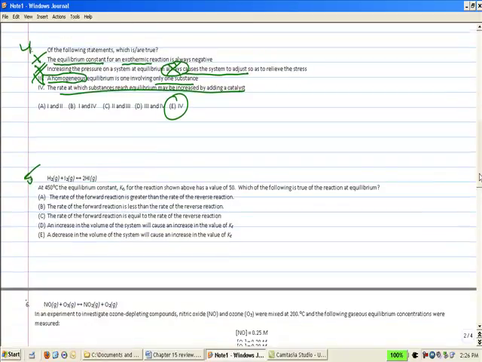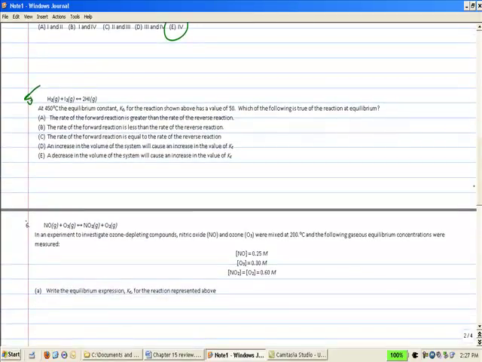Number 5, at 450 degrees Celsius, the equilibrium constant Kc has a value of 50. So Kc equals 50. Which of the following is true of the reaction at equilibrium? So at 450 degrees, Kc has a value of 50. Okay.